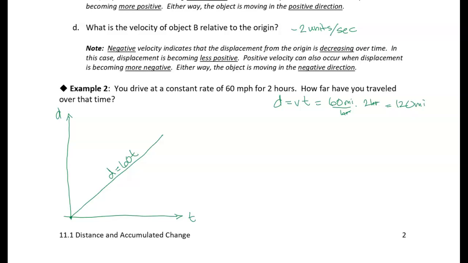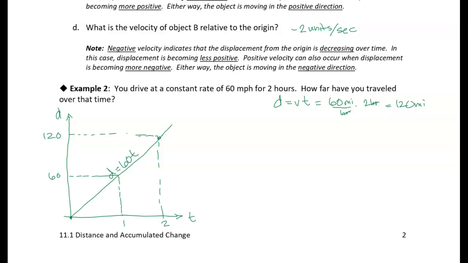And if you're traveling 60 miles per hour, then after 1 hour, you've gone 60 miles, right? And after 2 hours, let's try this here, here's 2 hours, you've gone, oops, a little bit high, okay. You've gone 120 miles. All right, so that's what the graph of this looks like.